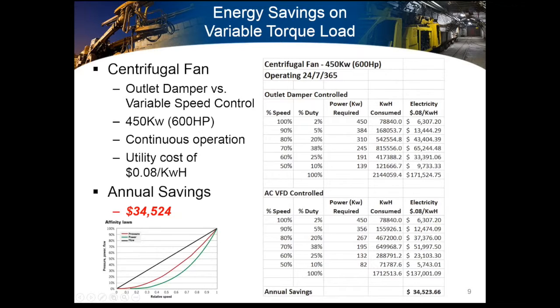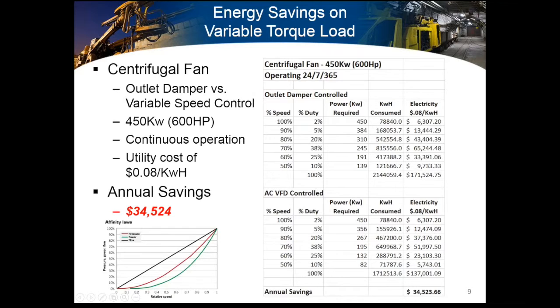Again, if you look between a damper control and adjustable frequency drive, at 100% power, they're both seeing 450 kilowatts. But as you reduce the speed or the amount of flow that is required, the difference in power requirements drops rather dramatically. At 80%, with an outlet damper, you need 310 kilowatts compared to only 267 if you're varying the speed of the fan itself.